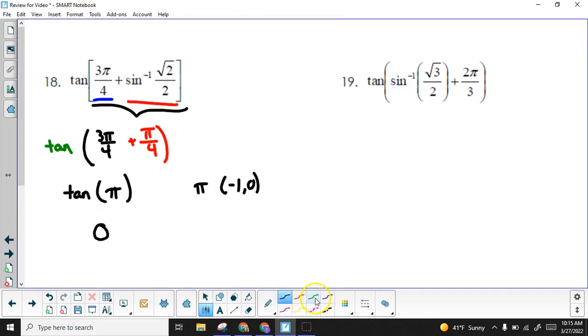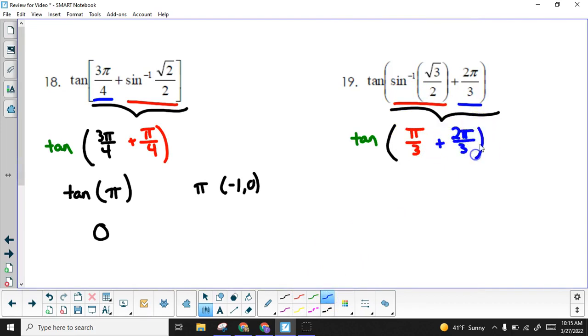For number 19, we are going to take the tangent of all of this stuff here. We're going to evaluate this part. So we're going to evaluate the inverse sine of root 3 over 2, and then add the 2 pi over 3. The inverse sine of root 3 over 2, what angle has a sine value of root 3 over 2? That is pi over 3. And then we add our 2 pi over 3. Pi over 3 plus 2 pi over 3 makes 3 pi over 3, which is just pi. And then we're evaluating the tangent of pi, just like we were in problem number 18. The tangent of pi is 0.